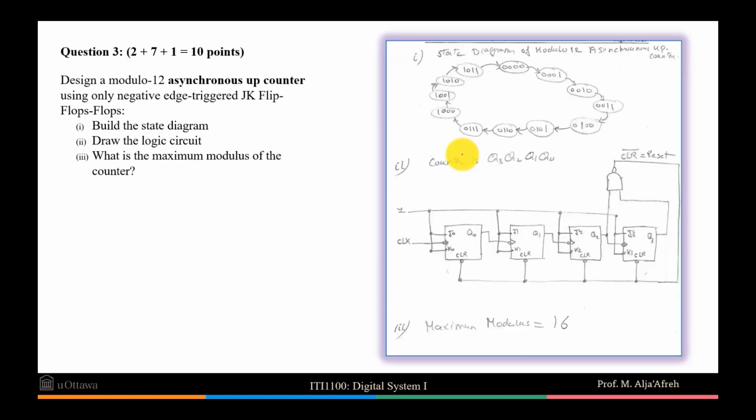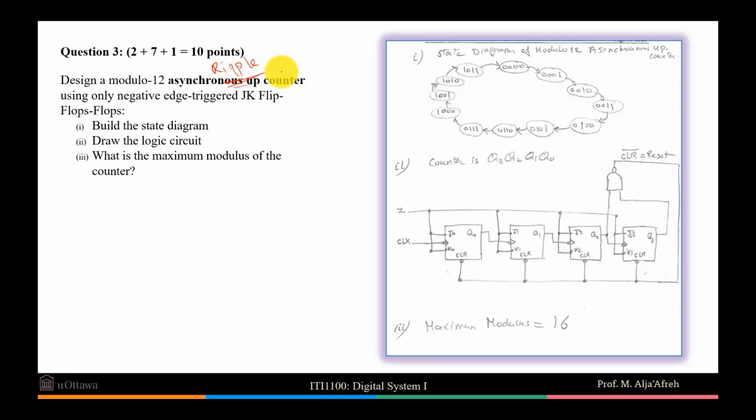Now, let's take a look at this example. They ask you to design a module 12 asynchronous up counter. So it's a ripple counter. It's something you're going to find in the ripple counter, like explained in the DGD, like 6.